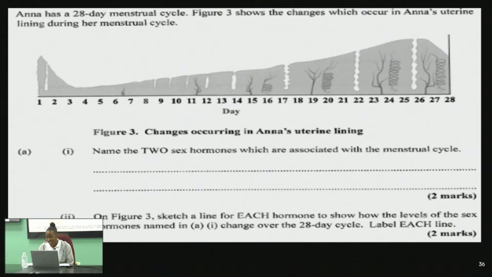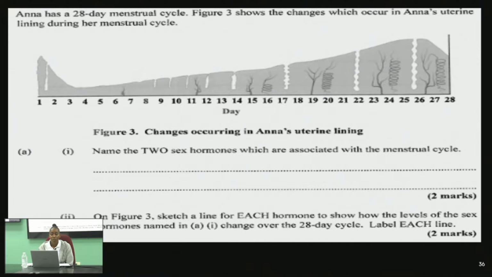All right? And then for progesterone, we would have had it gradually increasing past day 14, and then it would have elevated or increased in height, and then it should drop closer to day 27, day 28.